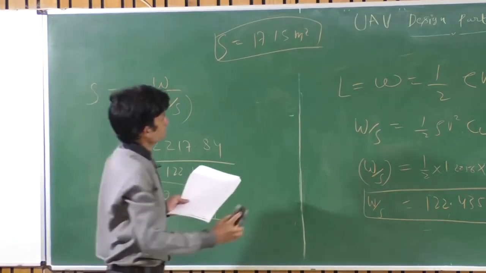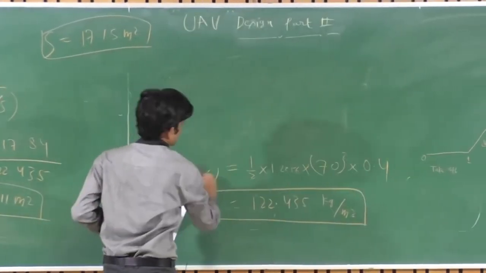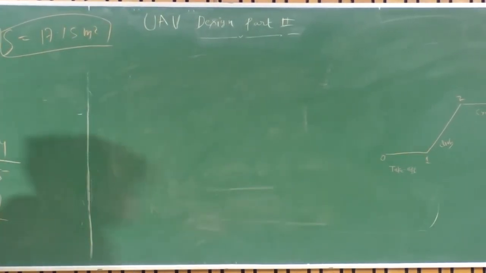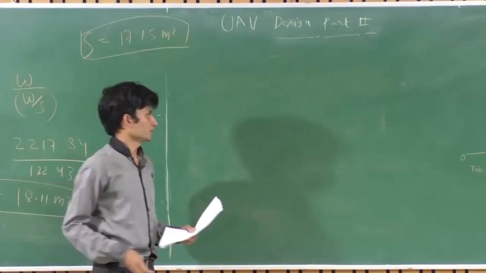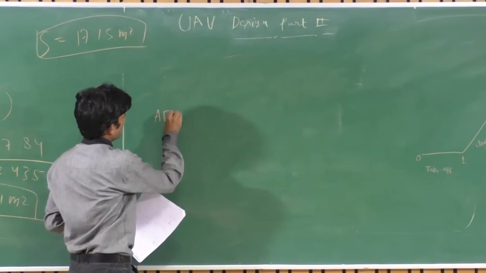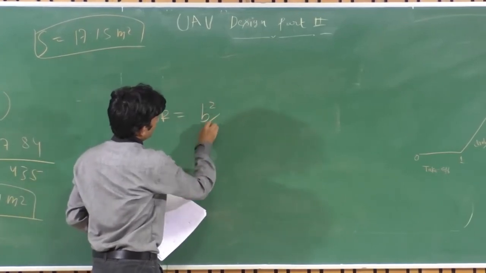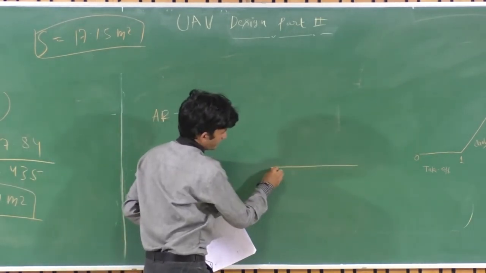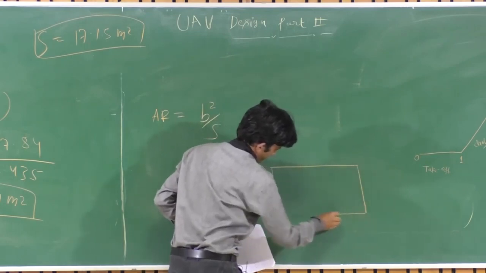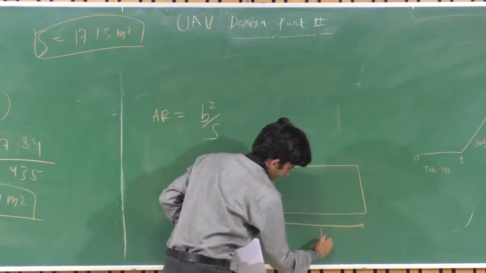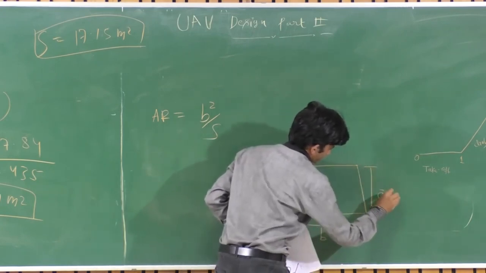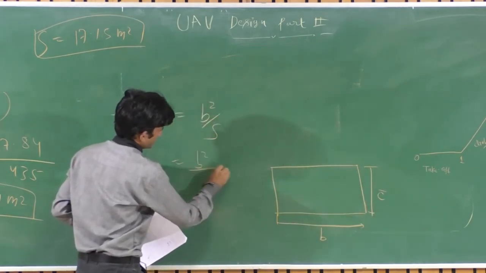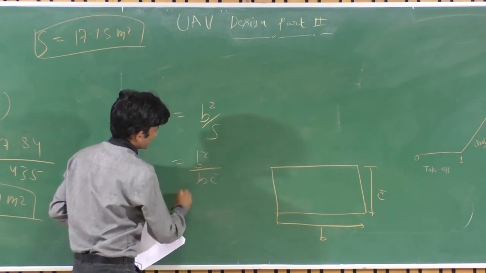Okay, there is one term in aircraft design which is aspect ratio, that tells how wide your aircraft is compared to the span wise length. Aspect ratio is nothing but B square by S. And for rectangular wing, this is your span, this is your chord, C bar or C. Area you can write B into C bar, B, B will get cancelled, so B by C.